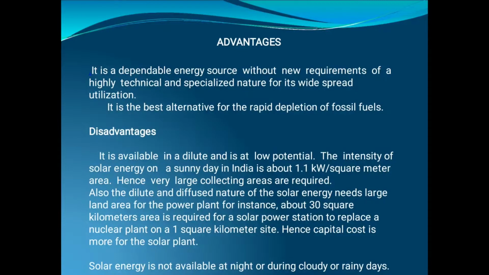Disadvantages. It is dilute and is at low potential. The intensity of solar energy on a sunny day in India is about 1.1 kW per square meter area. Hence, very large collecting areas are required. Solar energy is not available at night or during cloudy or rainy days.